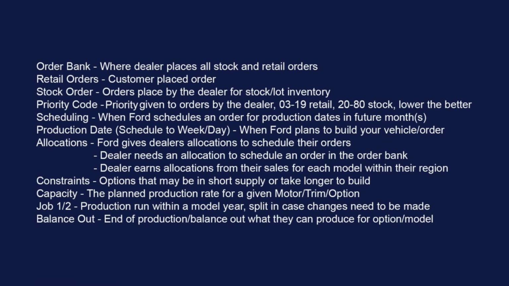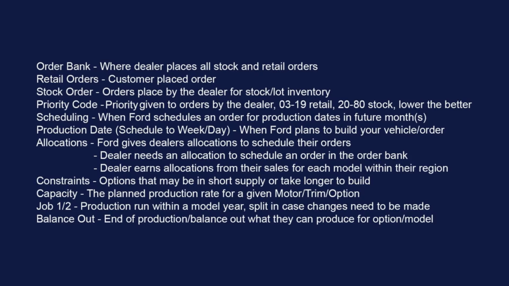Now, what we're talking about here is when dealers put orders in, they're put in the order bank. And that is where the dealer places all their stock and their retail orders. Now, a retail order is a customer-placed order. Ford knows that is going to be a sold order for that dealer for a particular customer who ordered it. A stock order is an order placed by the dealer for their stock or lot inventory, what they would have on their lots.